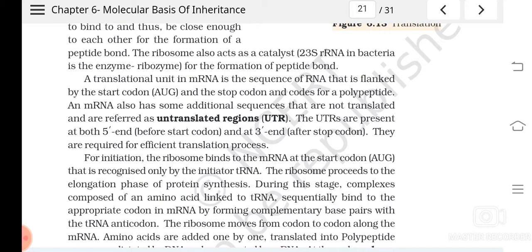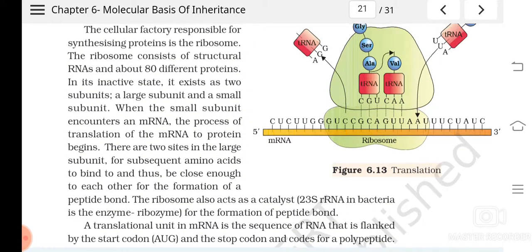So what happens during initiation? The smaller subunit of the ribosome encounters an mRNA, and it binds to the start codon. So this initiates the translation process. Understood? So you can see that after that, the larger subunit also will join to this.